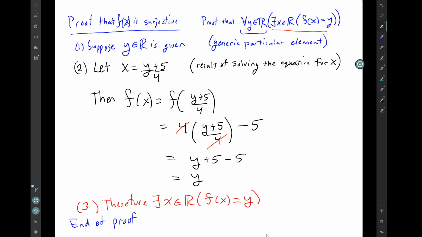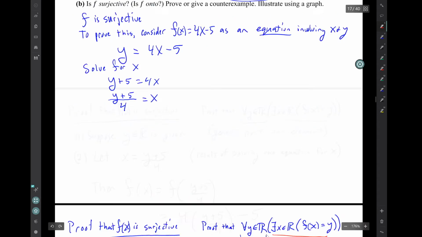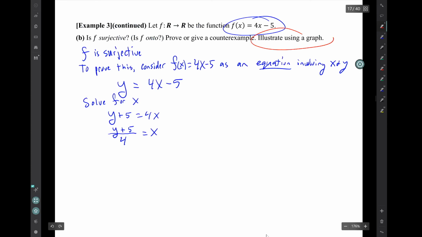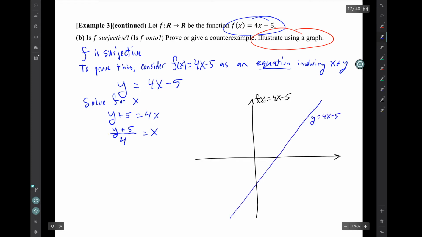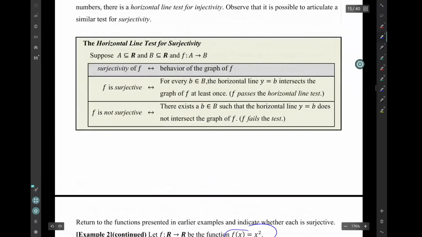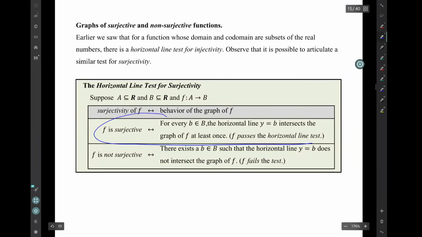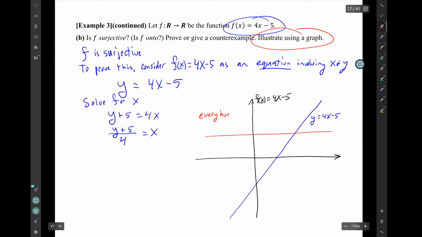Now there was more to this. Let's go back to the previous page. Let's do the illustration using a graph on this page. So remember how you illustrate that a function is surjective. If a function is surjective, then every horizontal line of the form y equals b, where b is in the codomain, will intersect the graph at least once. So there's our illustration that this function is surjective.